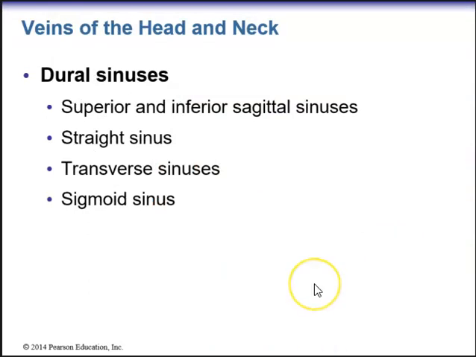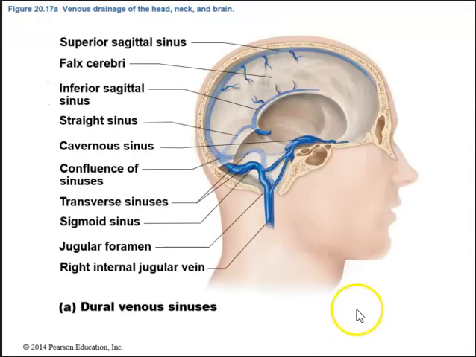So with regards to the veins of the head and neck, we have within the brain the dural sinuses. Major veins of the dural sinuses include the superior and inferior sagittal sinuses, the straight sinus, the transverse sinuses, and the sigmoid sinuses. So all these sinuses are draining blood away from the brain. And most of these are located within the dura mater, which makes up the outermost of the meninges that cover the brain.